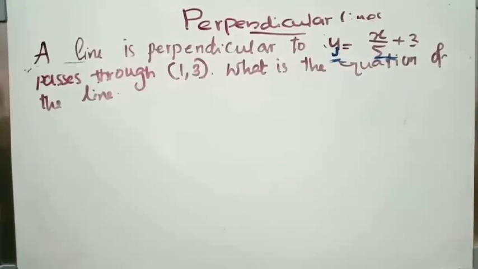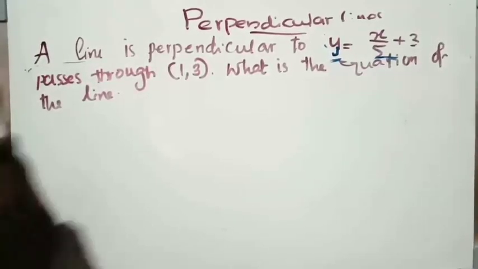A line is perpendicular to y is equal to x by 5 plus 3, and passes through (1, 3). What is the equation of the line? So what do you understand from this question? There is a line which is perpendicular to another line, y equals x by 5 plus 3. That means in this question there is a required line and a given line.